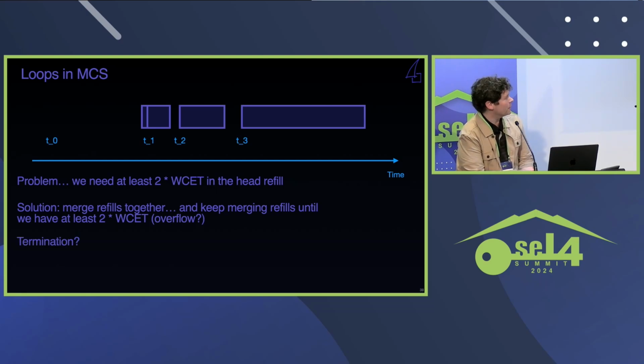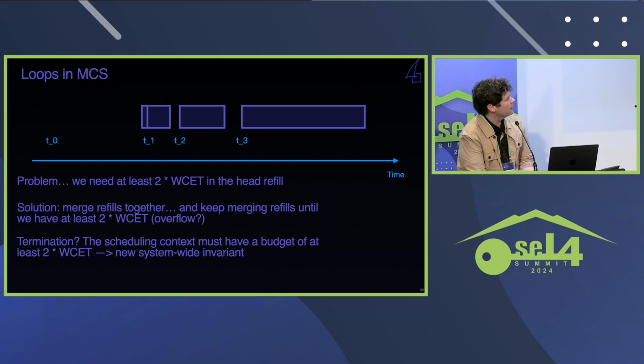Okay, so loops are scary, right? Every time we introduce a loop, we need to be worried about termination of the loop. And so we need to think about when this loop of ours is going to terminate. The scheduling context must have a budget. Budget is just the total amount of time that the scheduling context could use. We need to make sure that that's at least 2 times the worst case execution time of the kernel. And this means that we would like this to be true of all of the scheduling contexts in the entire kernel at all times. And so this is a new invariant that we would like of our state.